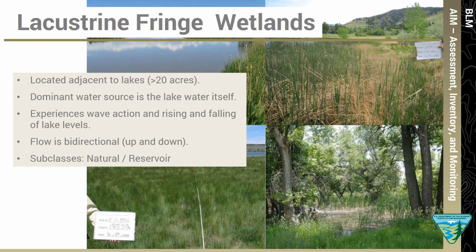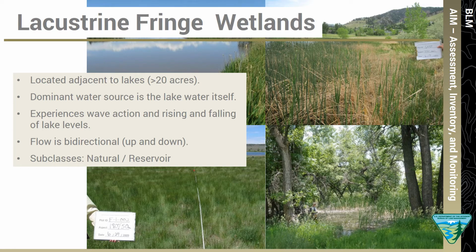and are hydrologically connected to the lakes via surface or subsurface connections. To drive this home, an herbaceous wetland located adjacent to and influenced by a lake would be called a palustrine emergent wetland in coordinate and a lacustrine fringe wetland in HGM. Lacustrine fringe wetlands are not only adjacent to lakes, but strongly influenced by them. They may experience wave action and rising and falling water levels tied to lake levels. The hydrodynamics are driven by bidirectional flow of rising and falling levels.